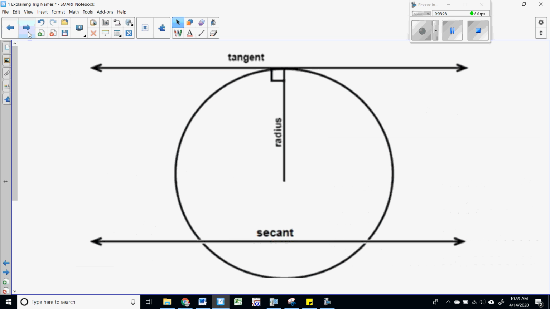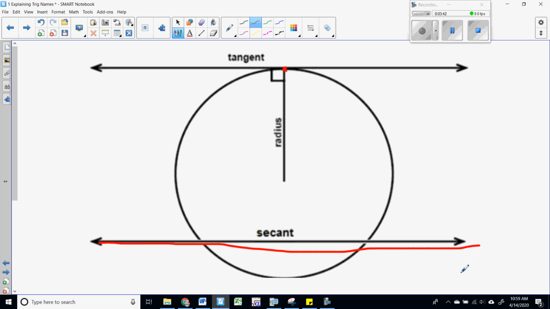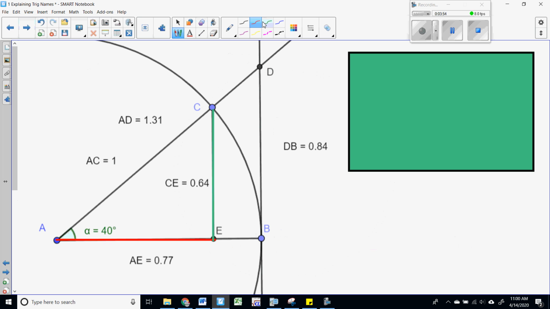First, let's define some words from geometry. If you remember, if you have a circle, and we're going to end up at our unit circle, the tangent to a circle is a line that intersects it at exactly one point, at 90 degrees to the radius. And then a secant of a circle is a line that goes all the way through the circle. So we're going to use those ideas to define our tangent and secant. So let's look at our unit circle.